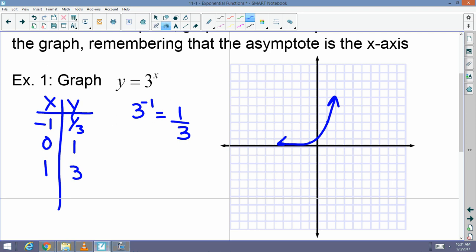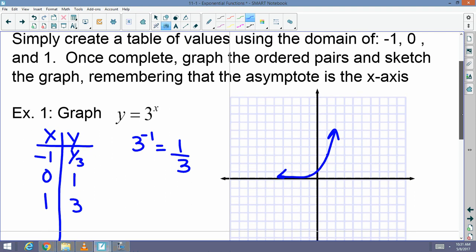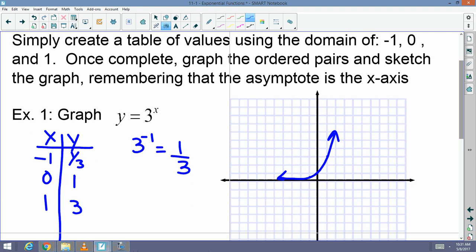Makes sense? Now, in my graph here, it says, remember that the asymptote is the x-axis. Okay, let's explain that for a second. An asymptote, guys, is an invisible barrier that a graph is not allowed to cross. Okay? How do you know that it's 0, Mr. Morrow?